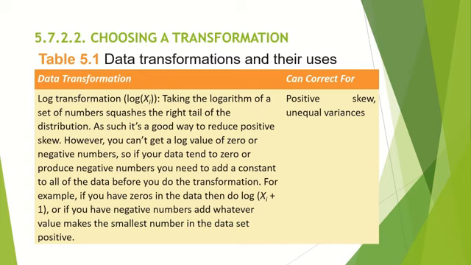So if your data tend to have 0 or negative numbers, you need to add a constant to all of the data before you do the transformation. For example, if you have zeros in the data, then do log x sub i plus 1. Or if you have negative numbers, add whatever value makes the smallest number in the dataset positive. The logarithm transformation can correct positive skew and unequal variances.